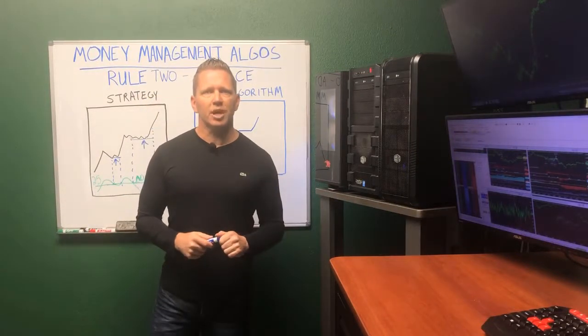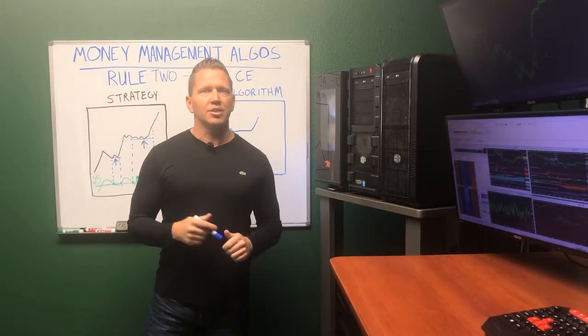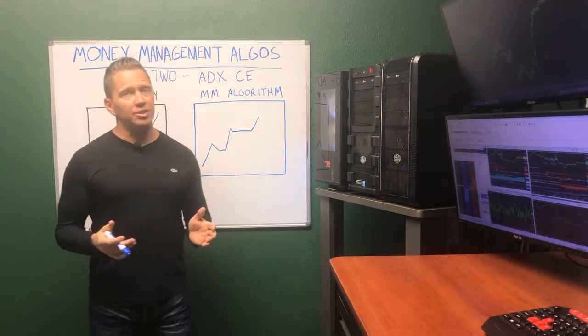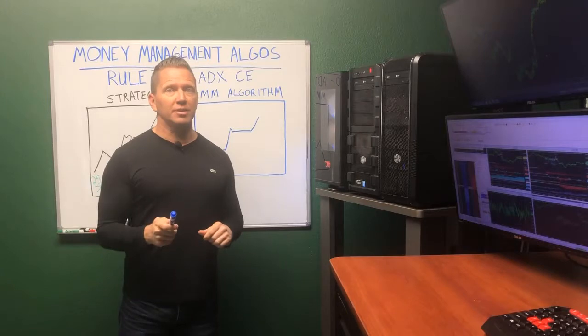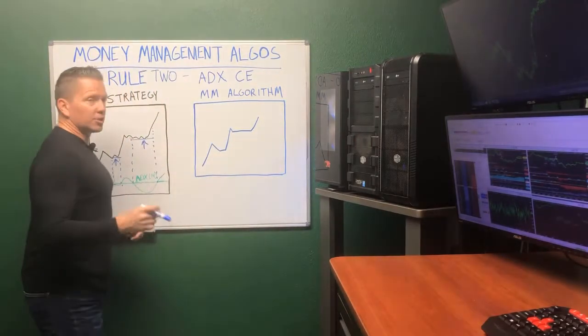Rule 2 of the money management algorithms is the closed equity curve of the ADX. And so we're looking at the strength of the trend, not the direction, but the strength of the trend. So you might want to combine this with another rule. It's one of the rules that we just look at to determine the strength of the trend.